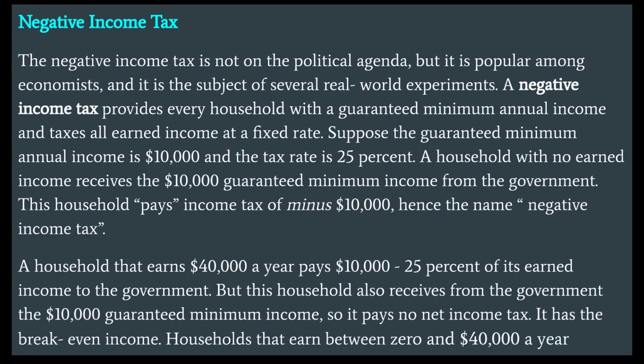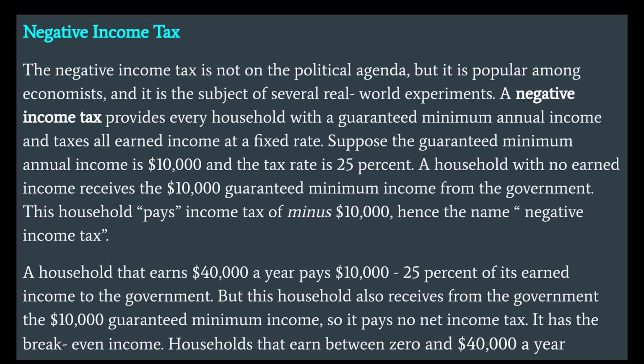Negative income tax. The negative income tax is not on the political agenda, but it is popular among economists and it is the subject of several real-world experiments. A negative income tax provides every household with a guaranteed minimum annual income and taxes all earned income at a fixed rate. Suppose the guaranteed minimum annual income is $10,000 and the tax rate is 25%. A household with no earned income receives the $10,000 guaranteed minimum income from the government. This household pays income tax of minus $10,000, hence the name negative income tax.